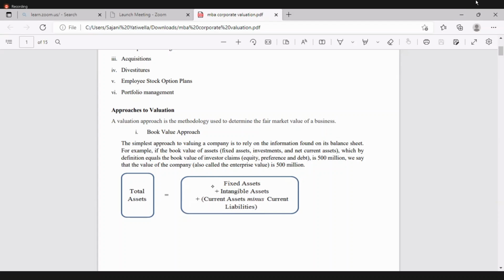So, according to the balance sheet model, one side is the asset side and the other side is liabilities. All the assets are here: fixed assets, tangible assets, and then current assets minus current liabilities, then total assets. On the other side we have equity claims, preference shareholders, and debt claims, because the asset side equals the liability side.